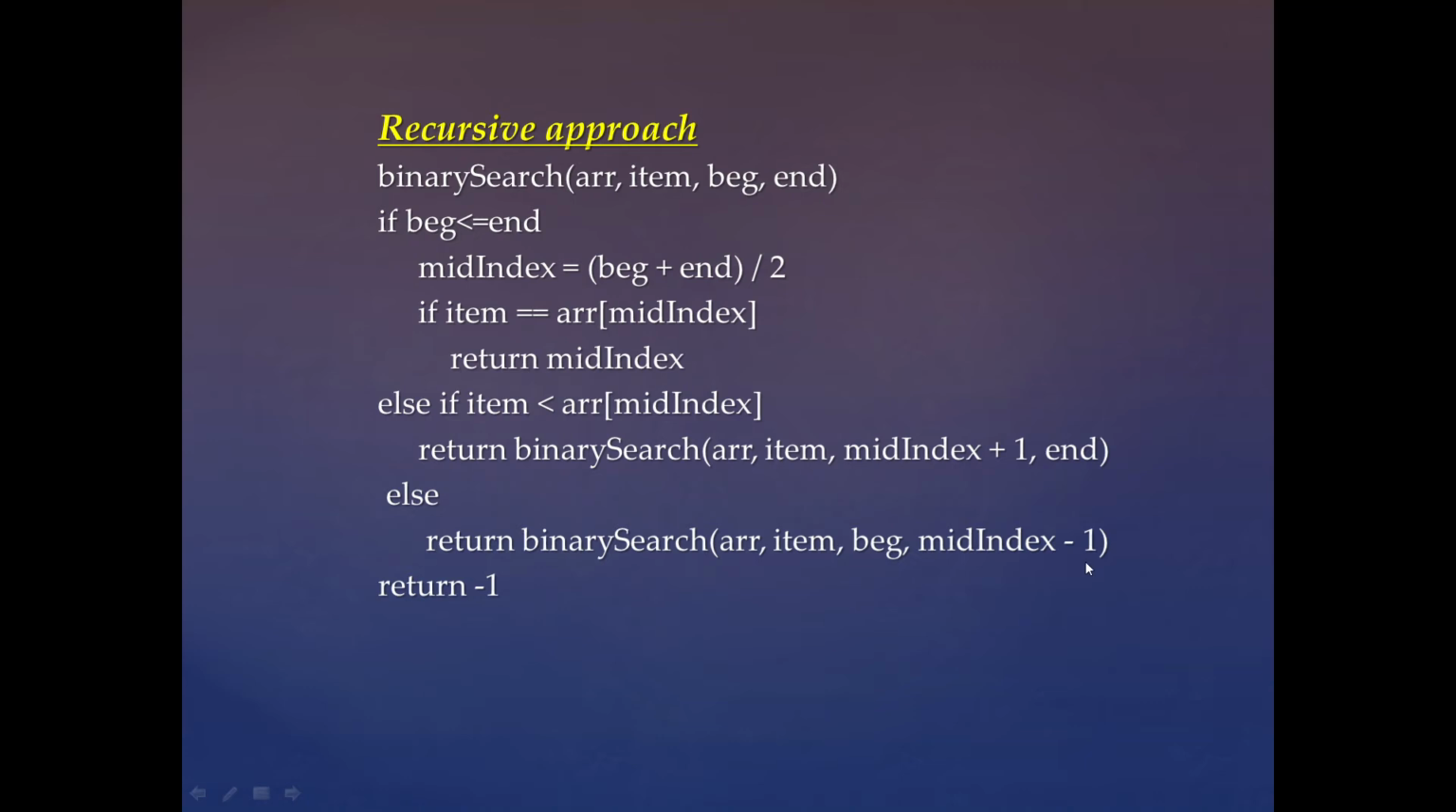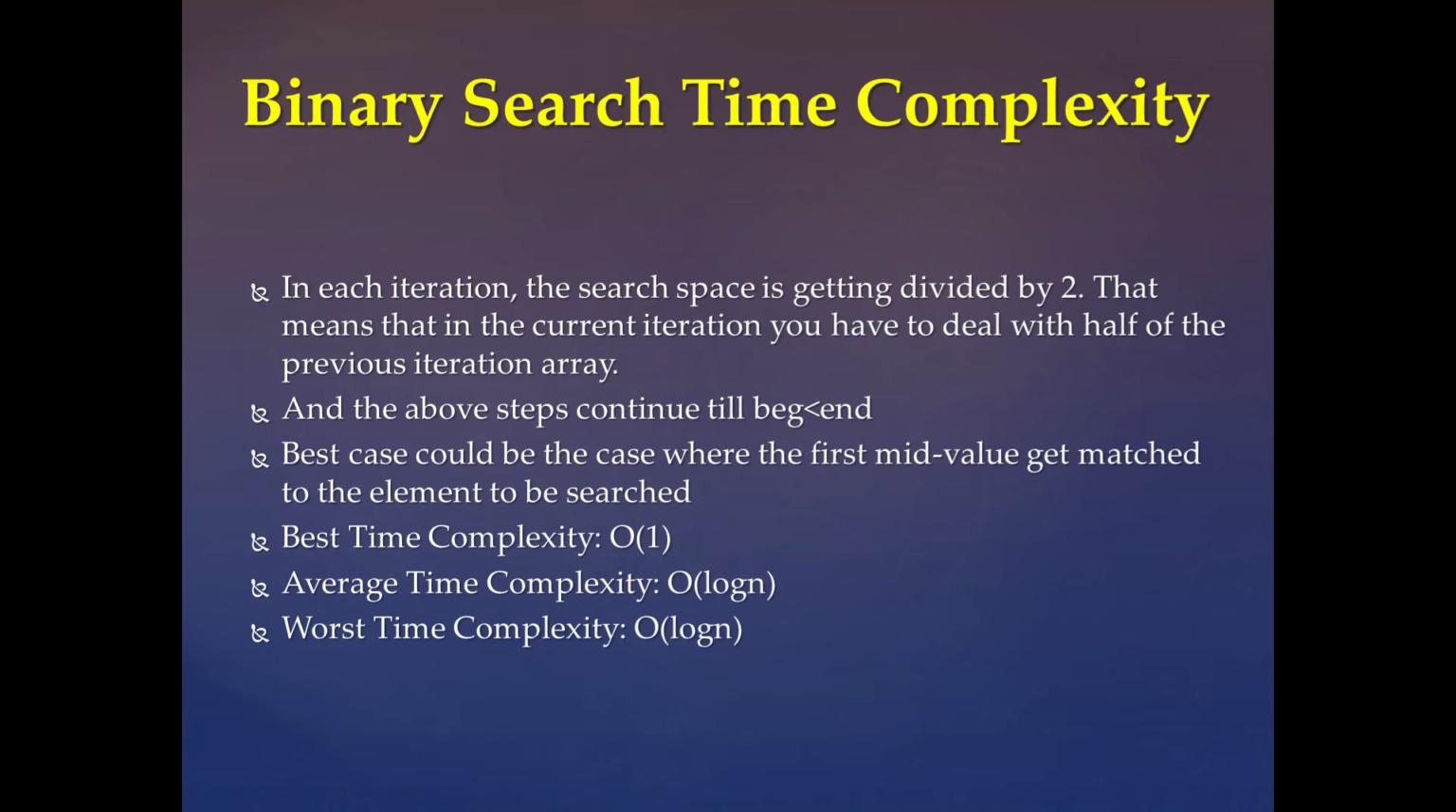If we are not finding the element in all of this array, then we simply return -1. It means the element is not found. So this is a recursive approach. Now we are going to talk about time complexity.